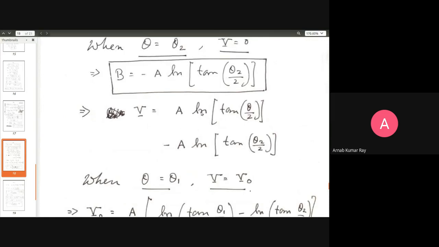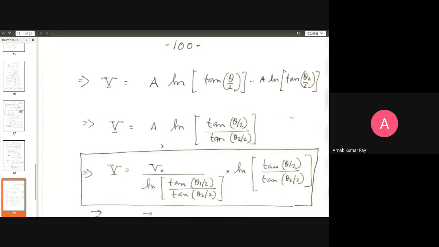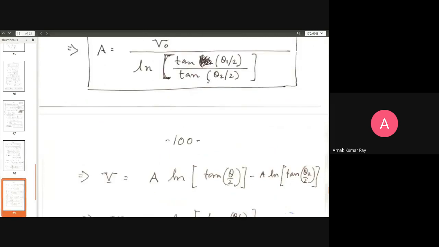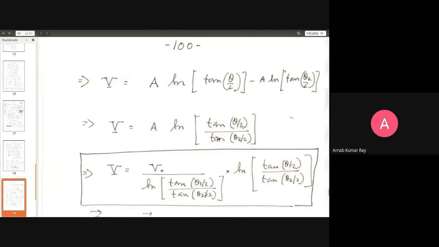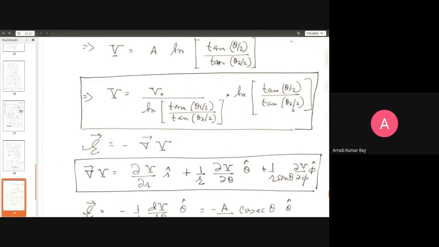V is equal to, taking a common log, log of this by this. That is how we are writing log of tan theta by 2 divided by tan theta 2 by 2, into capital A. And then we are substituting for capital A, which comes from here. And so V is equal to V naught log tan theta 1 by 2 divided by tan theta 2 by 2. Just give me a minute, I should be able to finish this. Into log tan theta by 2 divided by tan theta 2 by 2. Okay, with that, once we have this, we have got the potential function.